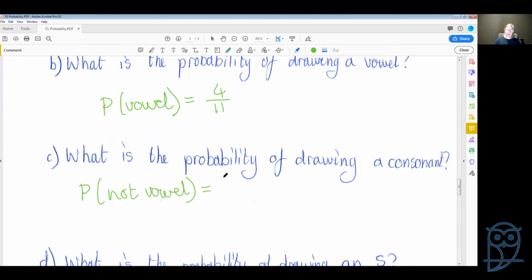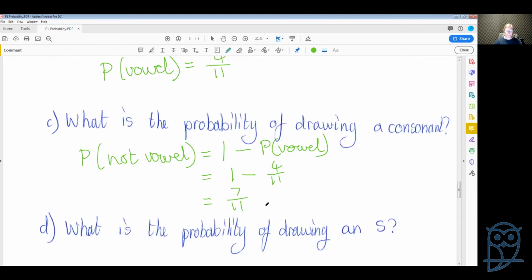So that we can use that formula for. So that is 1 minus the probability of drawing a vowel, which gives us 1 minus 4 over 11, which is 7 over 11. Okay.